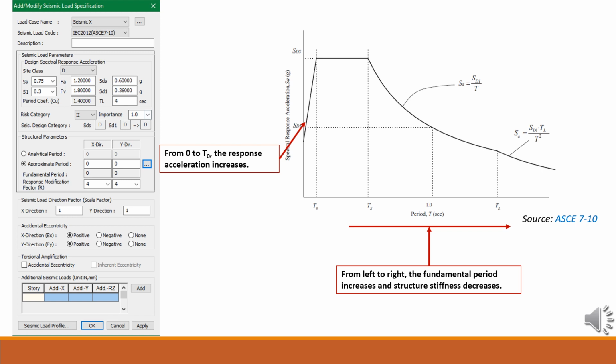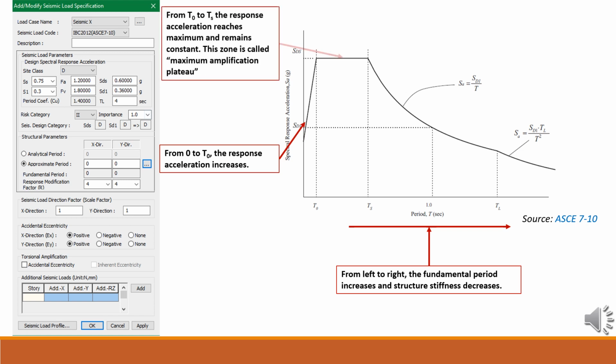From 0 to T0, the response acceleration increases. From T0 to TS, the response acceleration reaches maximum and remains constant. This zone is called the maximum amplification plateau. After TS, the response acceleration decreases.